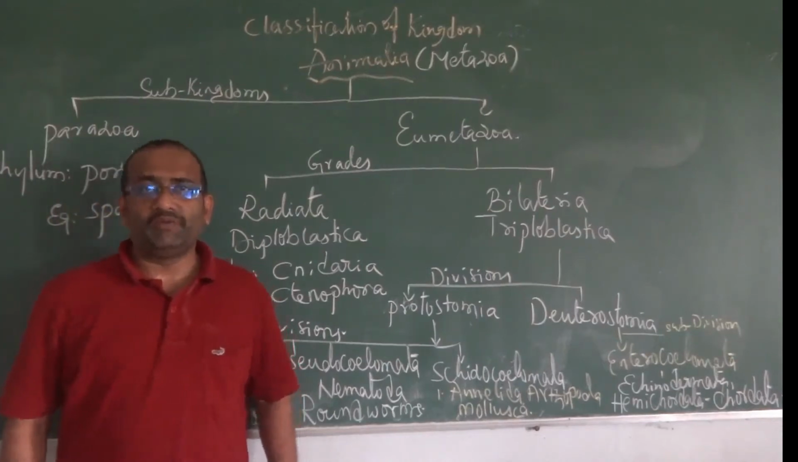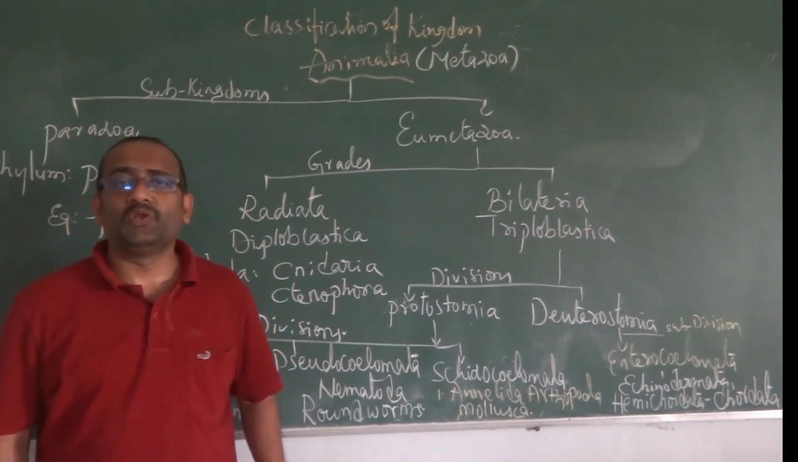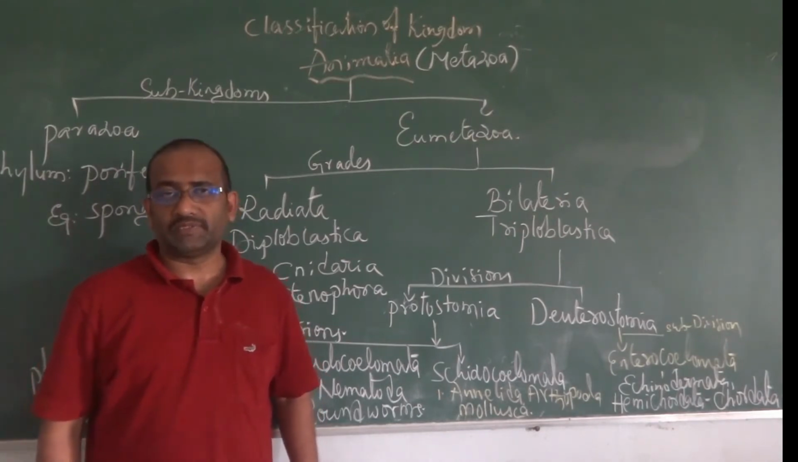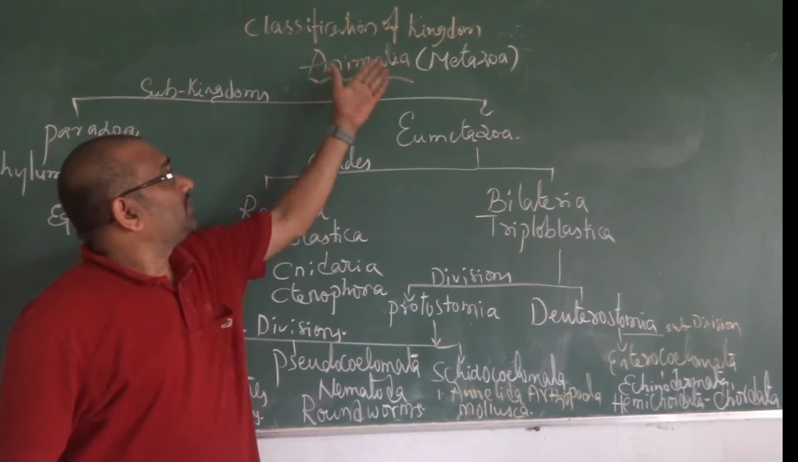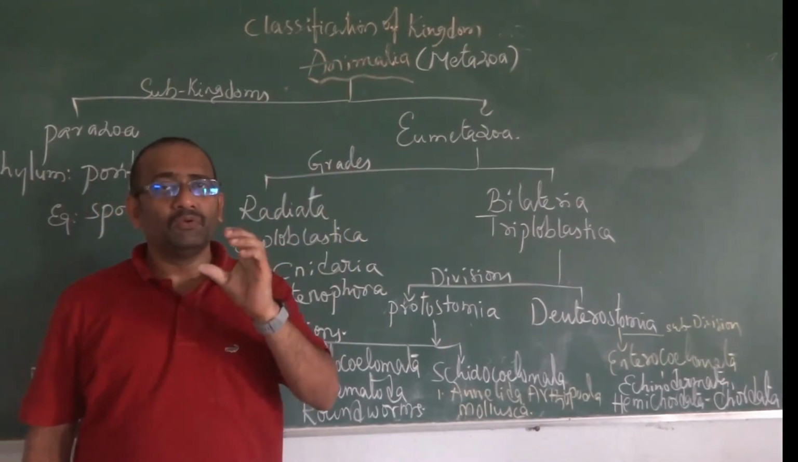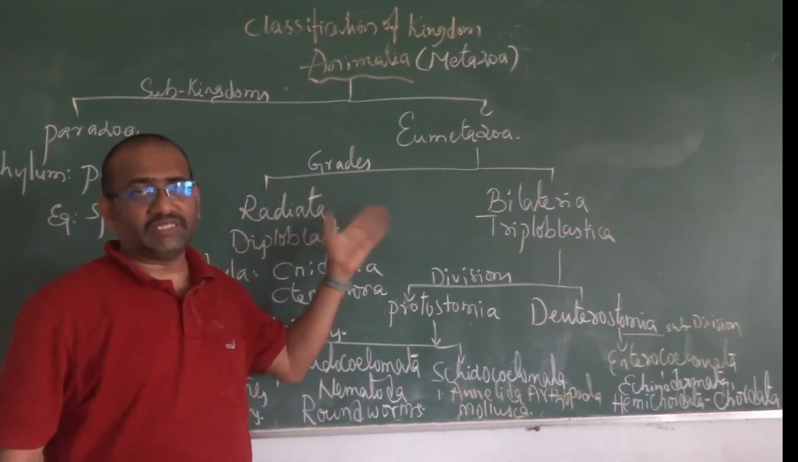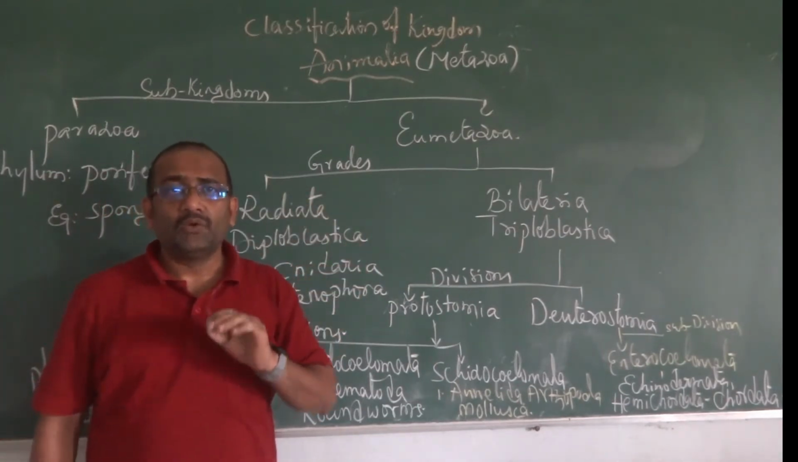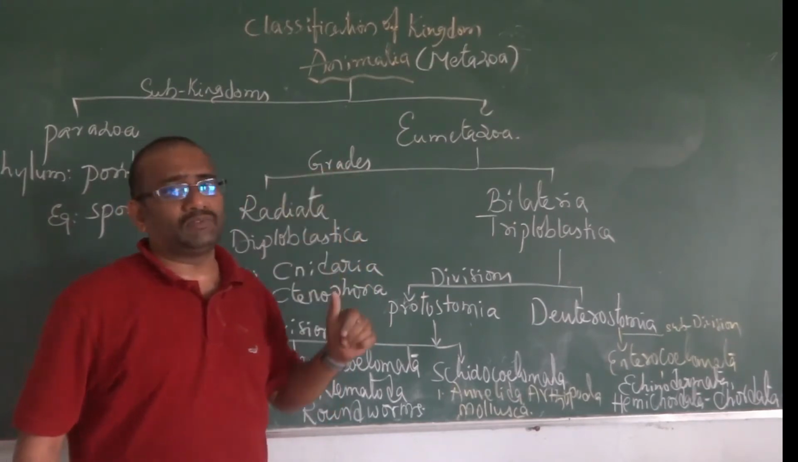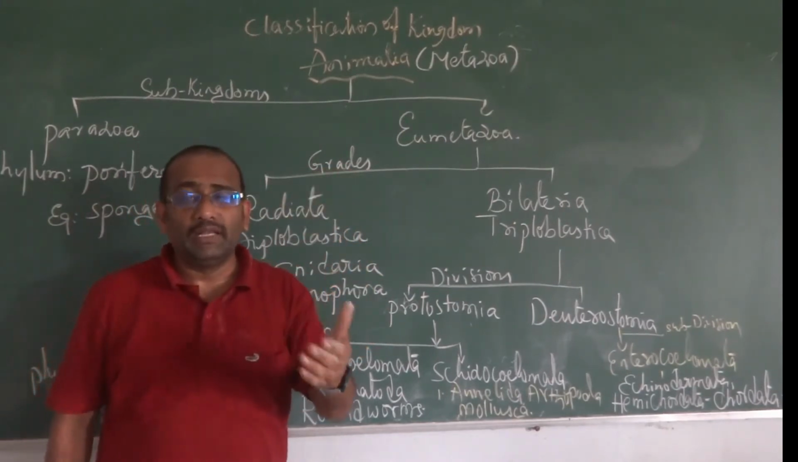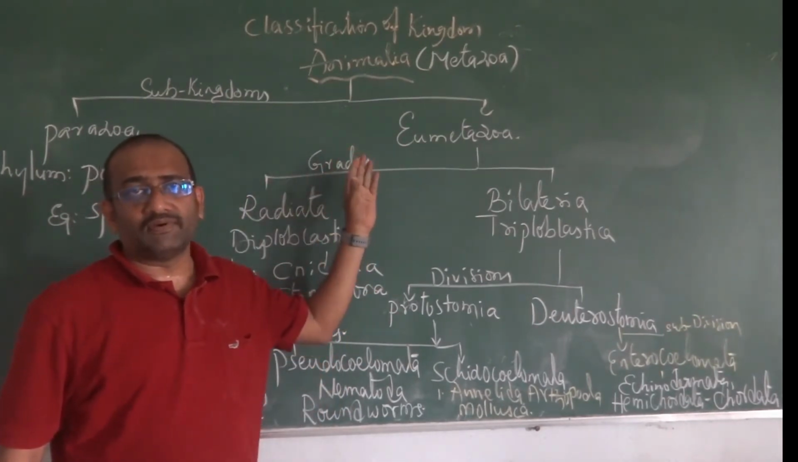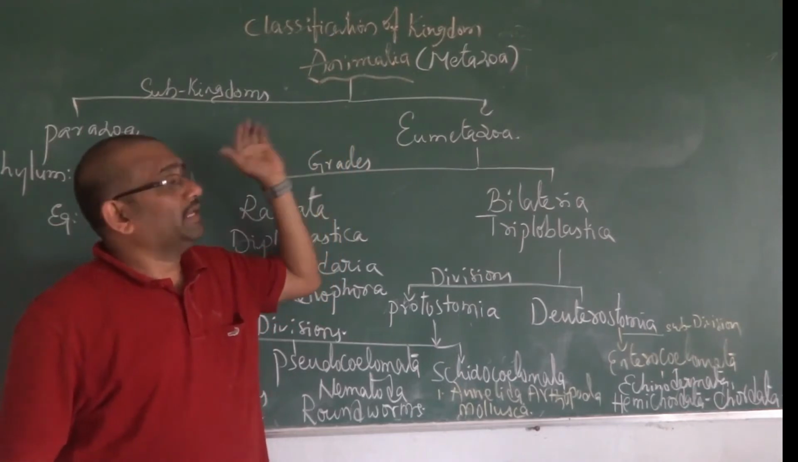For every competitive examination, not only for JL, DL, but also for MSc entrance purposes, the classification of kingdom Animalia is most important. If you know this classification very well, it is very easy to understand further concepts. Without this concept, you are not able to learn other concepts. This is the most important concept, the classification of kingdom Animalia.